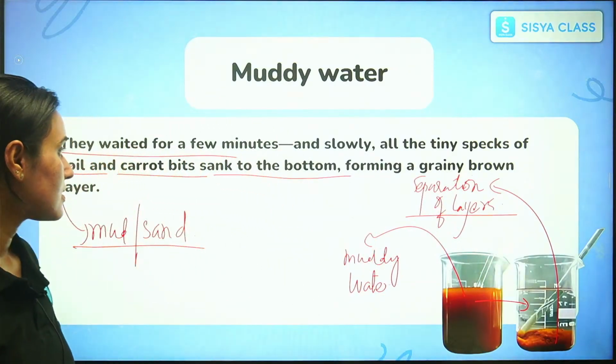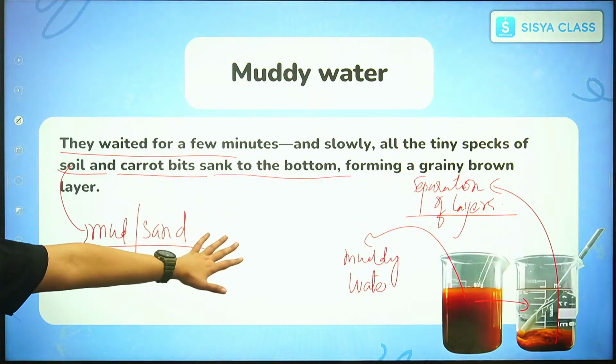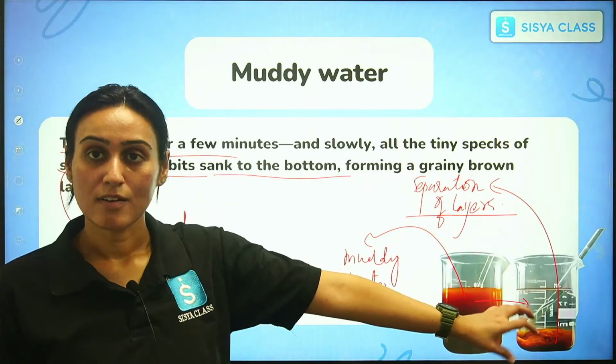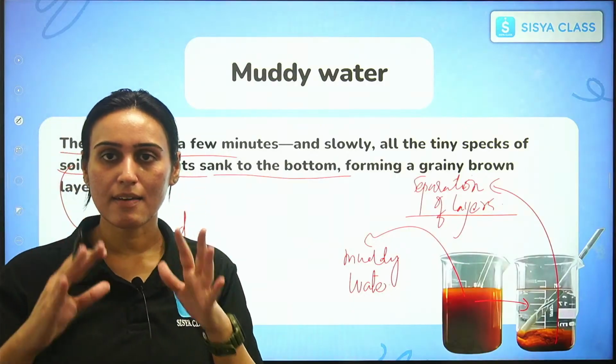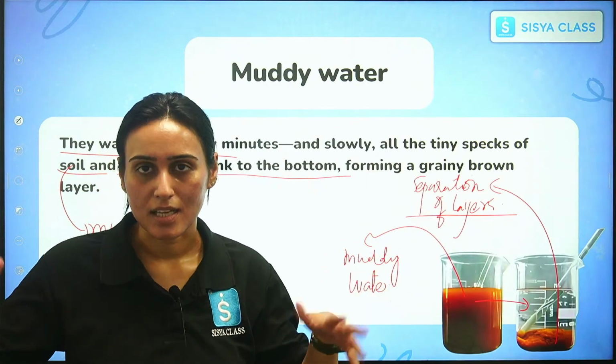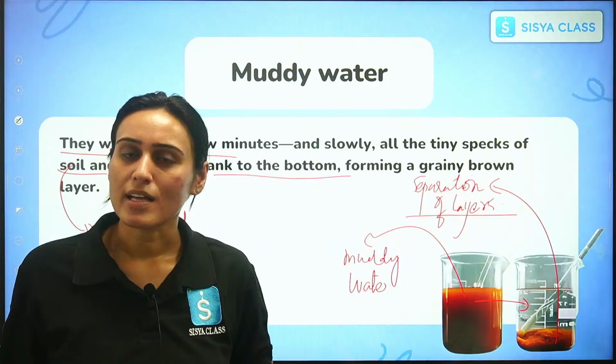Alright, so this is what we have done. We have separated out the mud from the water. It has settled down. Now our next aim is to separate it completely. We want the mud out of the water. What should we do then?